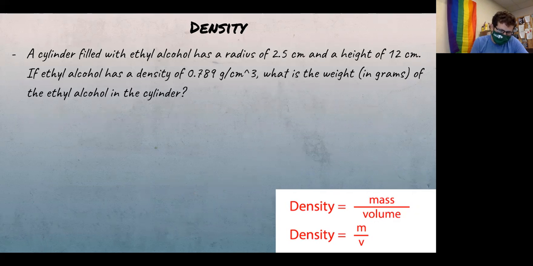All right, there are a couple of things I'm going to do to get started on this. I'm going to write down my density formula, which is density equals mass divided by volume. And I'm going to write out my volume formula. Because this is a cylinder, it's going to be the area of the base times the height. What is the area of the base formula for a cylinder?